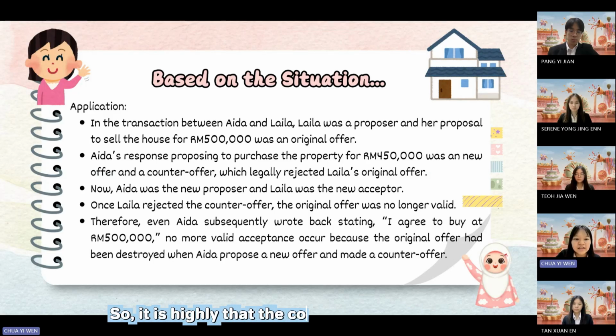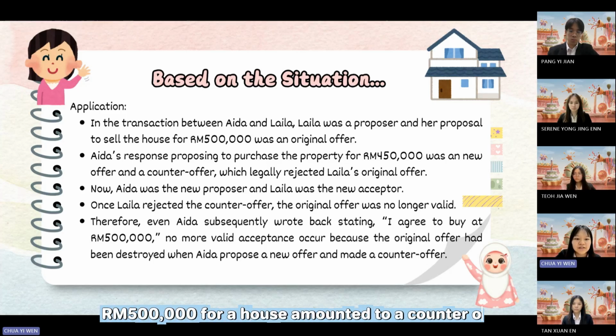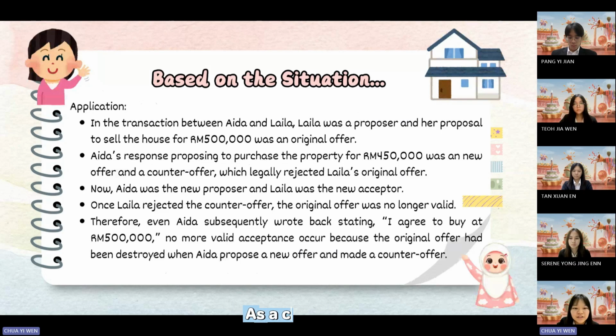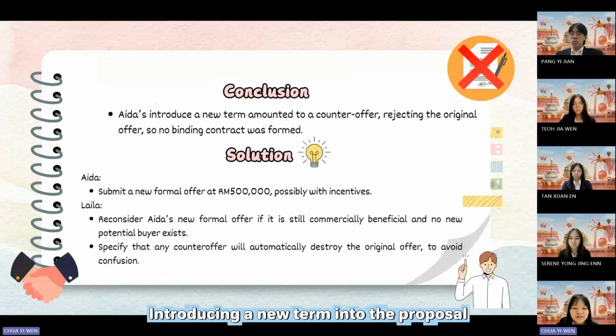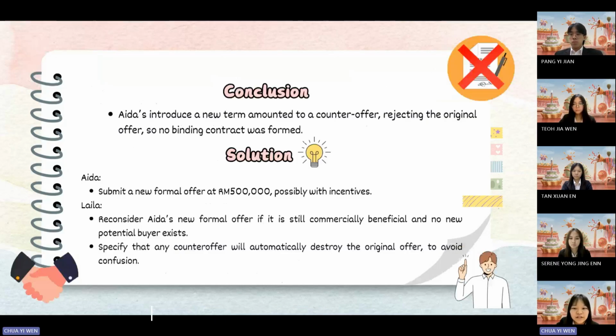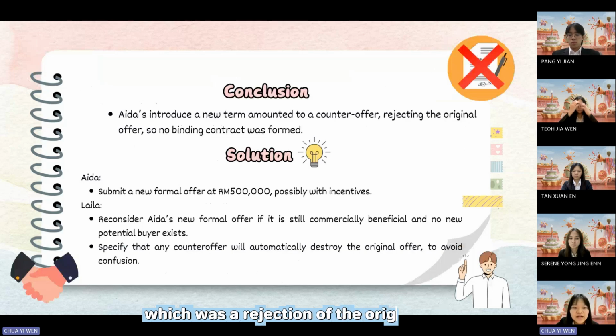So it is likely that the court will hold that the introduction of new terms, offering 450,000 ringgit for the house, amounted to a counteroffer. In conclusion, the acceptance was not met absolutely and unconditionally. Introducing a new term into the proposal constituted a counteroffer, which was a rejection of the original offer. Hence, the original offer was no longer valid and no binding contract was formed.